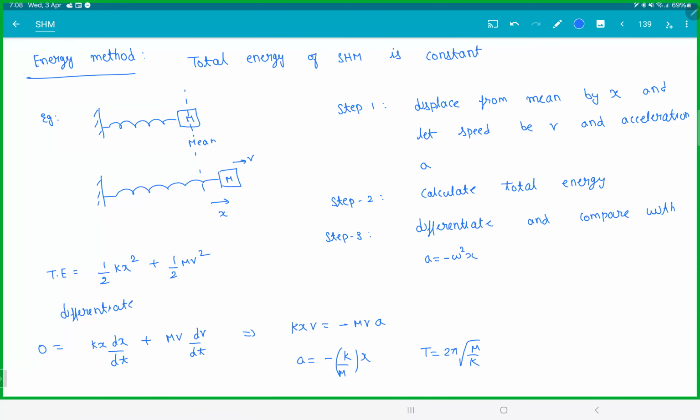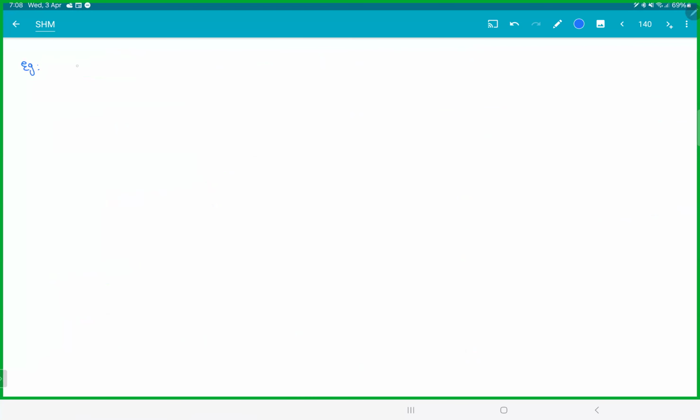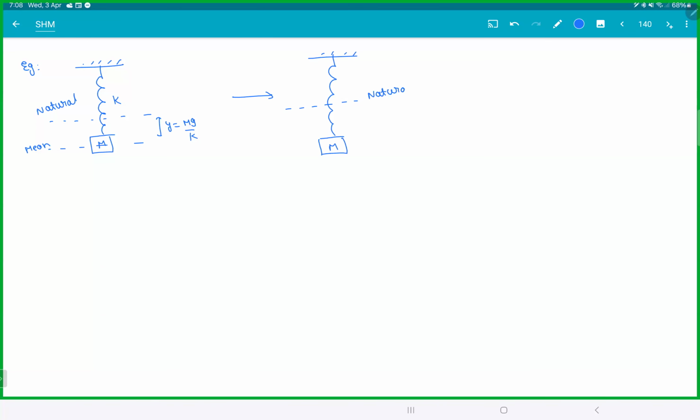Let me show you this example. Let's say we have a block hanging, M. So remember, this is your natural length. This is your mean position. This distance is y, which is mg by k. Now, step 1, displace the body by x. So this elongation becomes y plus x. Let the velocity be v.